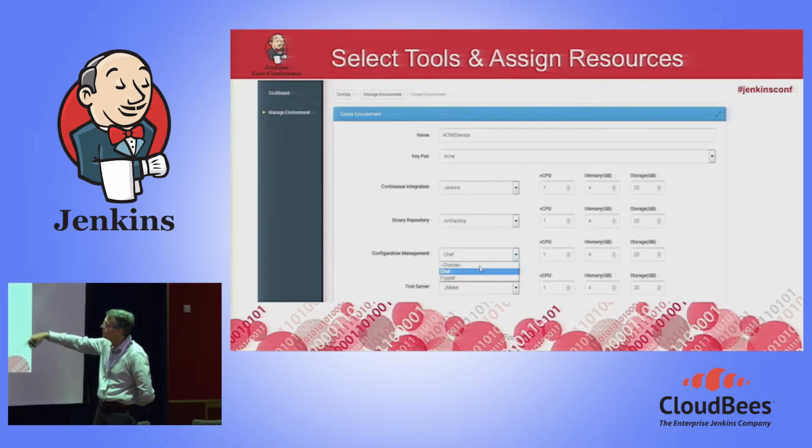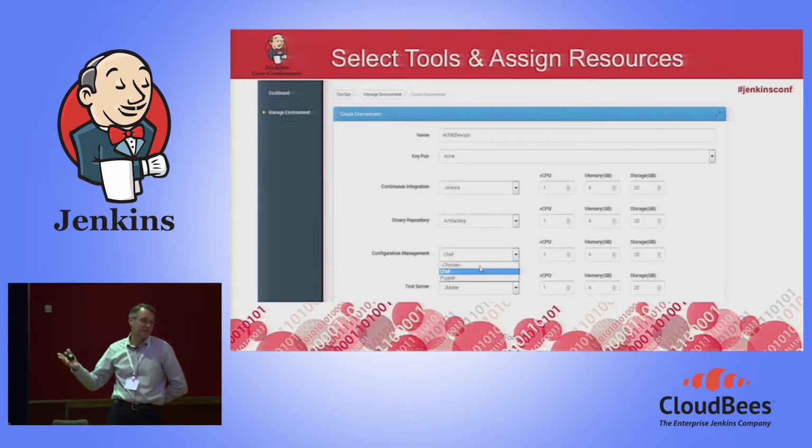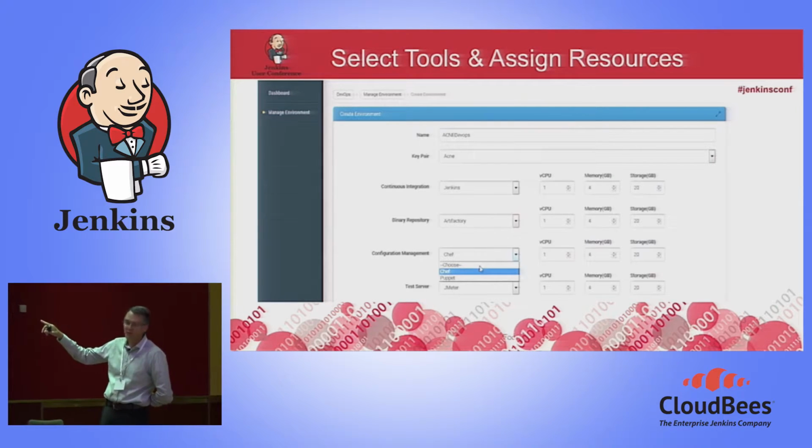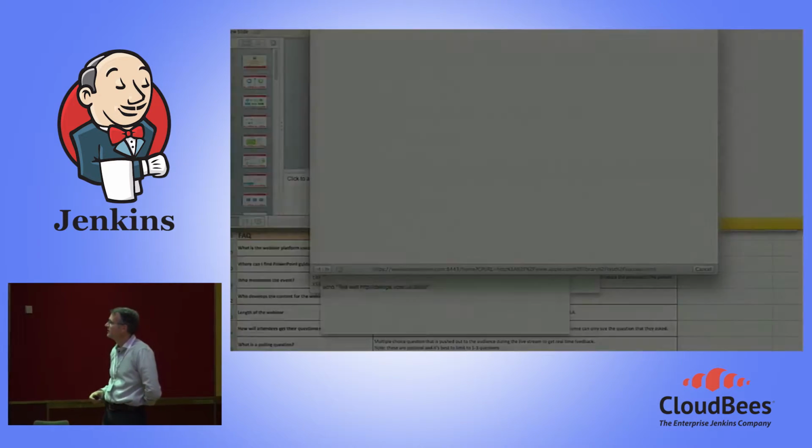So I can select the continuous integration engine. Right now, Jenkins is the only choice. Maybe it is anyways. There's a binary repository selector, and then configuration management, where you currently can pick Chef and Puppet, but we're adding Ansible and SaltStack.